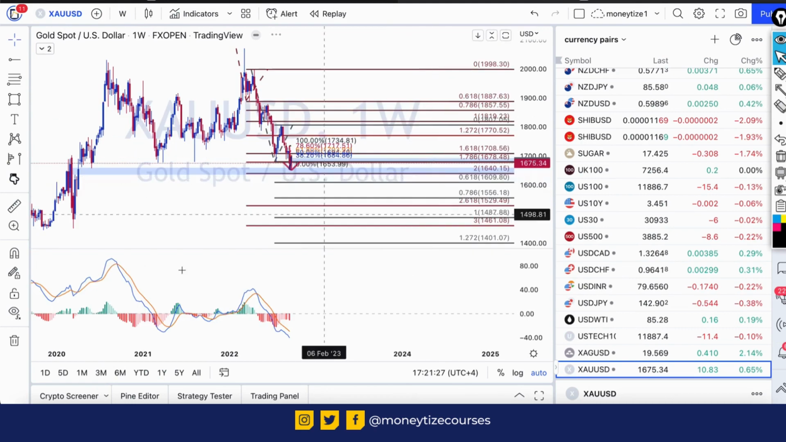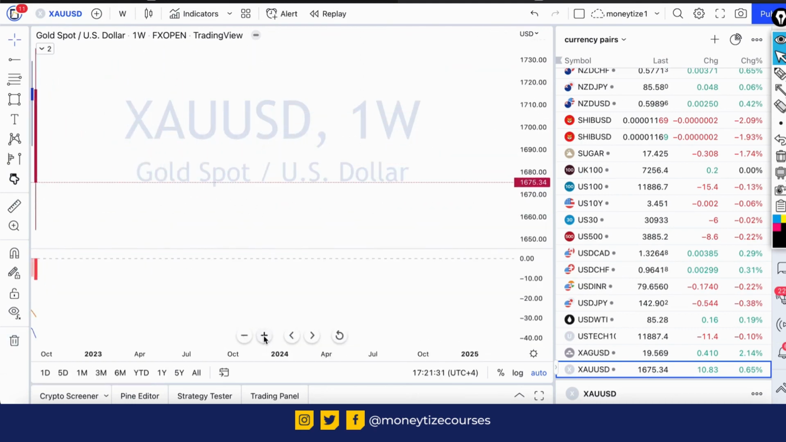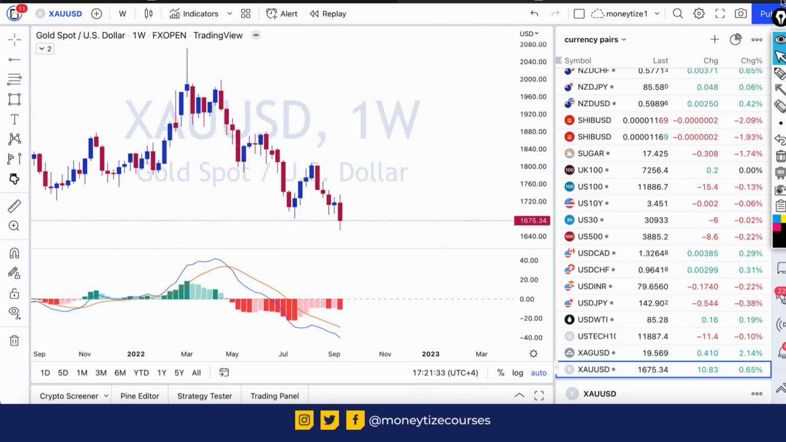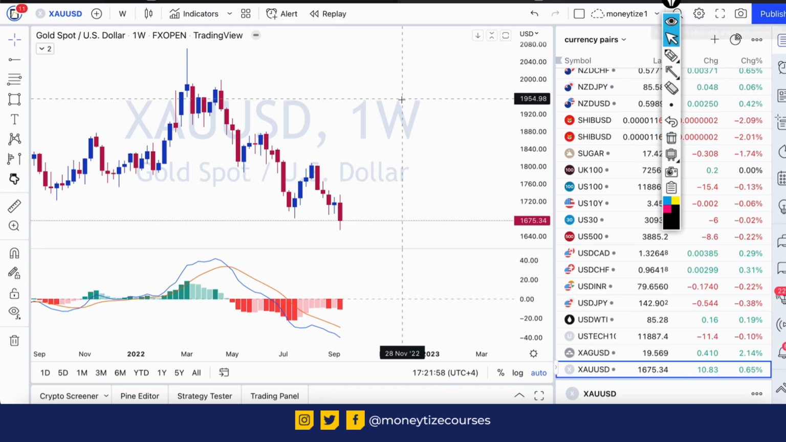Gold weekly. Weekly is clearly bearish because of this break of structure. So we have a bearish break of structure, and we also have MACD histograms pointing downwards with full bearish power, and even the MACD lines, they're open-ended and they're pointing to the downside. So weekly is bearish.